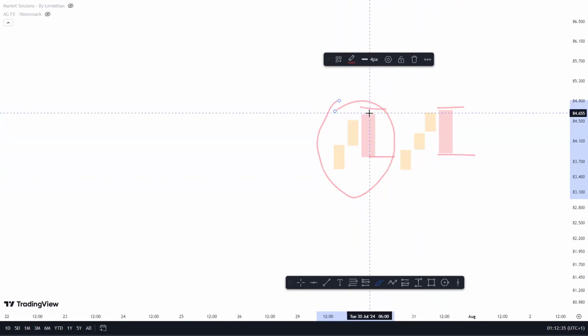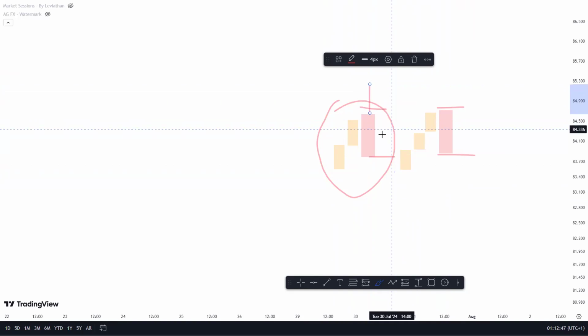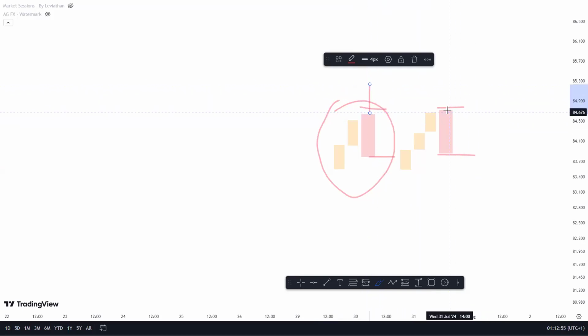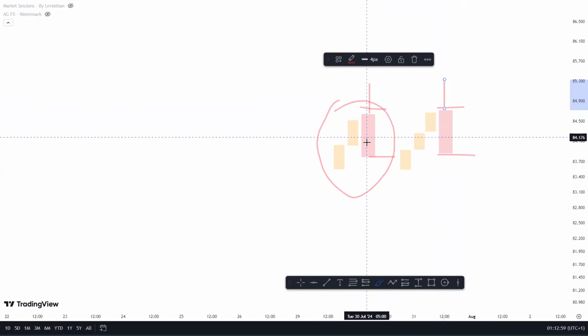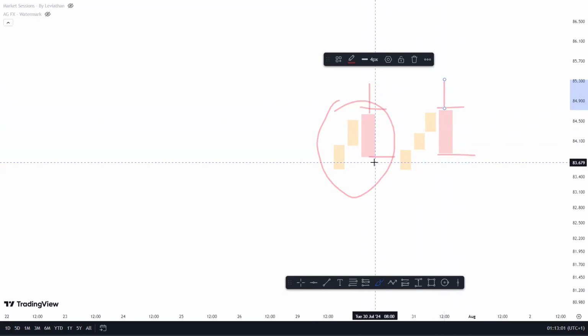Now, let me add this one. If you see a bearish engulfing like this with a pin, with a wick to the upside, what does this wick to the upside show? Bearish rejection, it's rejecting the bias. It's showing us a bearish engulfing. This is a very, very strong candle.